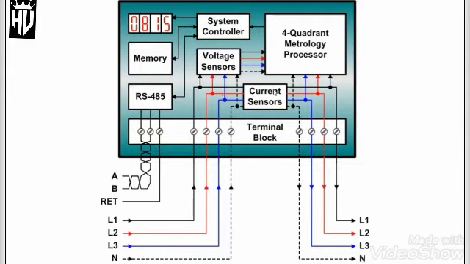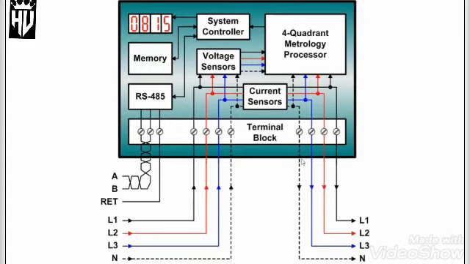The point to be noted is, we are getting analog output from the voltage and current sensor block. This analog output is converted into digital data through ADC, that is analog to digital converter in 4-quadrant metrology processor. You can see this is also feedback to the terminal block, making the energy meter transparent for the installation.